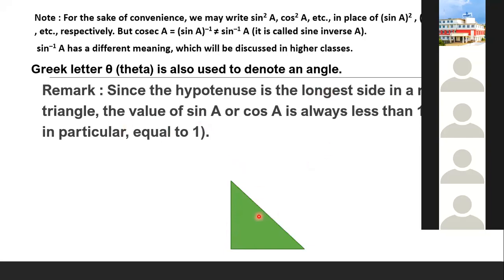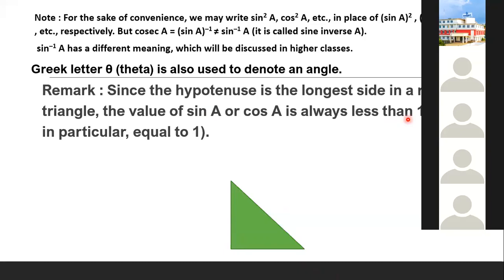So come to this right angle triangle. This is the hypotenuse, the longest side in a right angle triangle. If we take A, B, C, and B is the right angle, the remaining two angles are acute angles. With respect to angle A, sin A and cos A will always be a proper fraction. Right now, for the sums you have solved, you check it, and you will be getting a proper fraction.